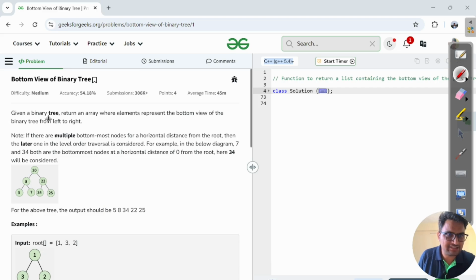So here one binary tree will be given. Return an array where elements represent the bottom view of the binary tree from left to right. If there are multiple bottommost nodes for a horizontal distance from the root, then the later one in the level order traversal is considered. For example, in the below diagram, 7 and 34 are the bottommost nodes at a horizontal distance of 0 from the root, and here 34 will be considered instead of the 7.